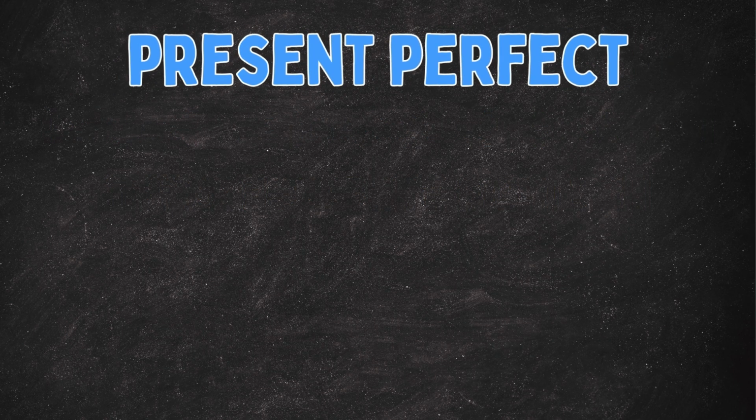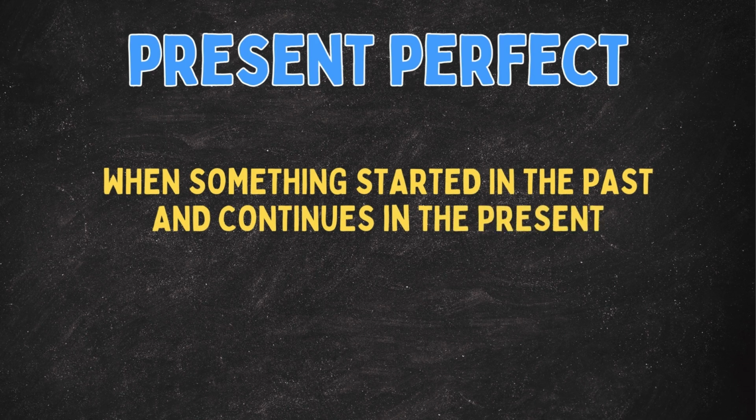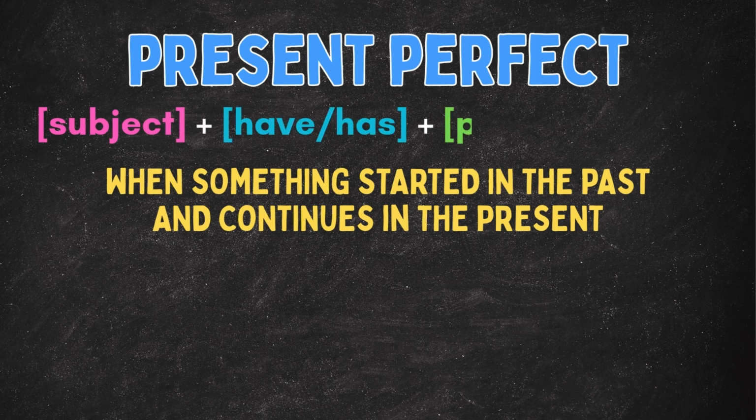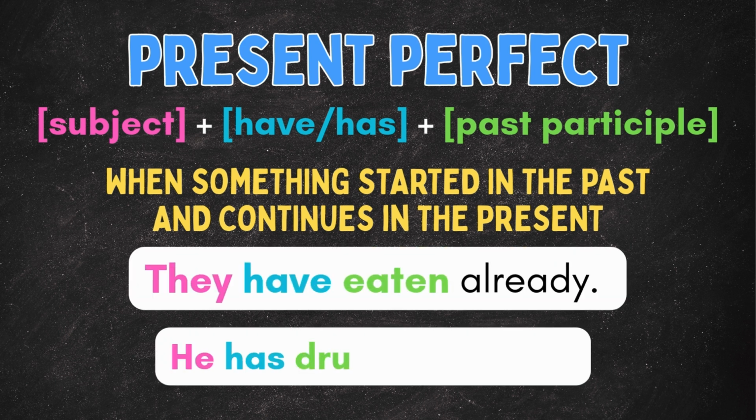Present perfect. We use the present perfect when something started in the past and continues in the present. The sentence structure consists of subject plus have or has plus past participle. For example, they have eaten already. He has drunk all the milk.